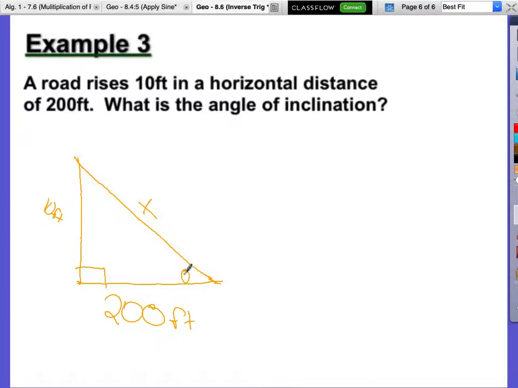Okay, we can call it theta. If we don't know what to call it, we can call it theta. It is a Greek letter. Because this is the angle that it inclines at. It's our angle of elevation.